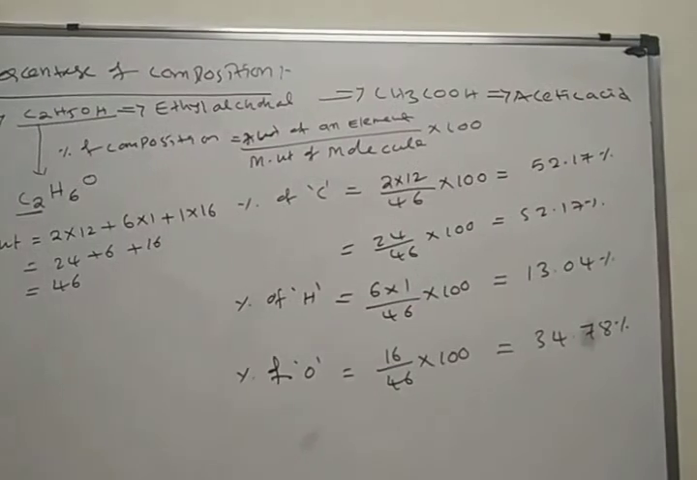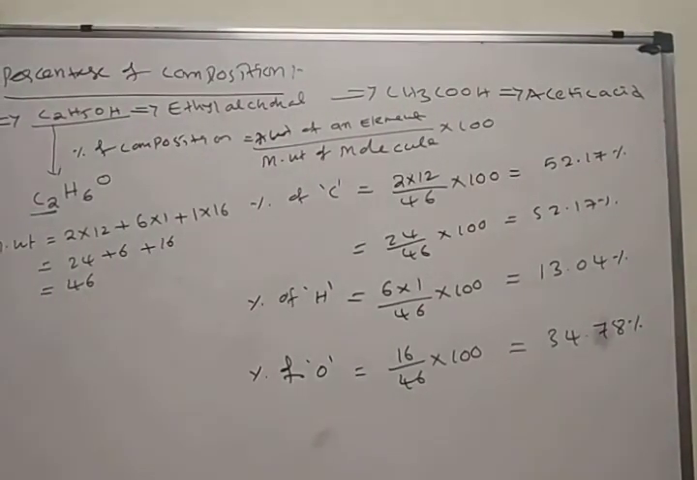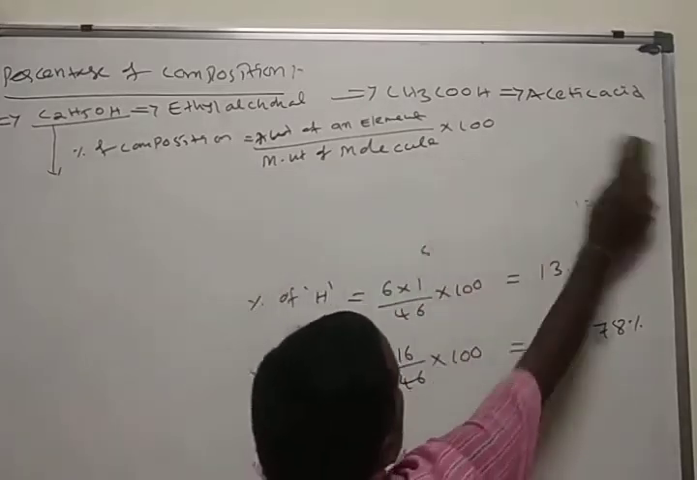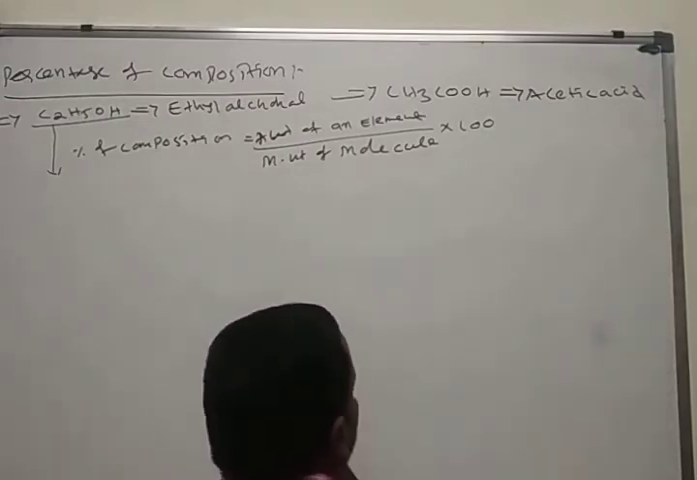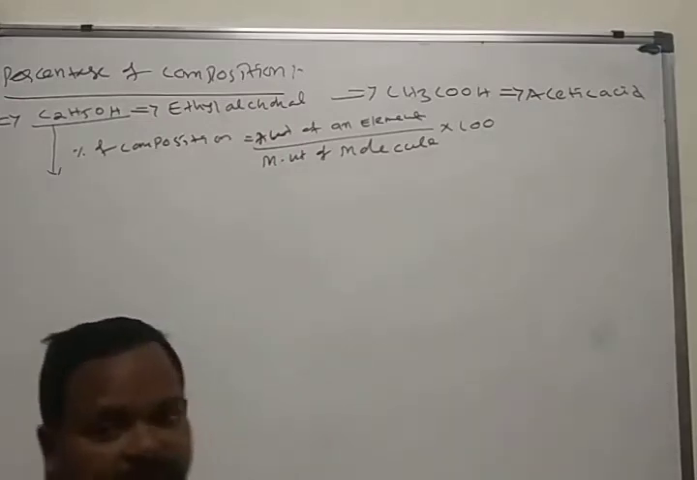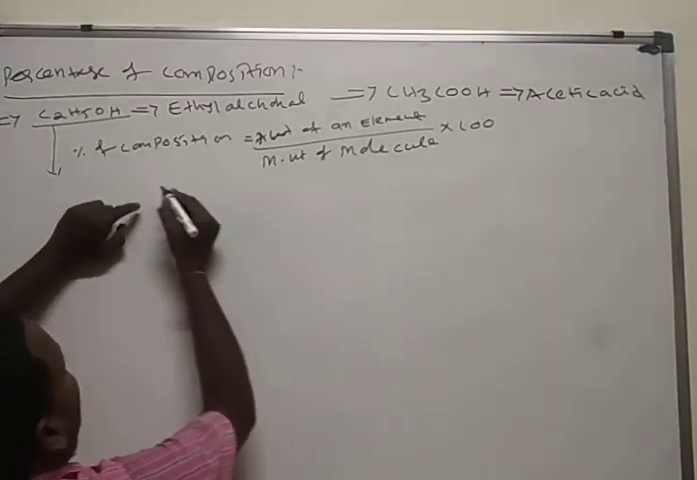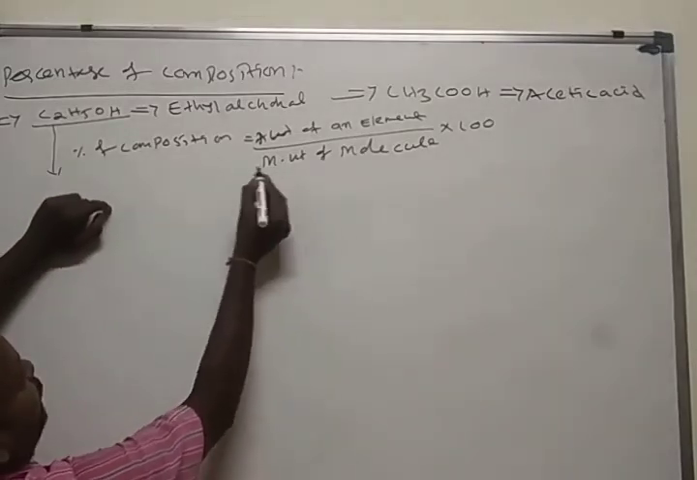This is the percentage of composition of carbon, hydrogen, oxygen in the ethyl alcohol molecule. Then see the same type of molecule, one more: acetic acid. These are important previous year questions. These two came in previous year examinations. Here write the formula of acetic acid.